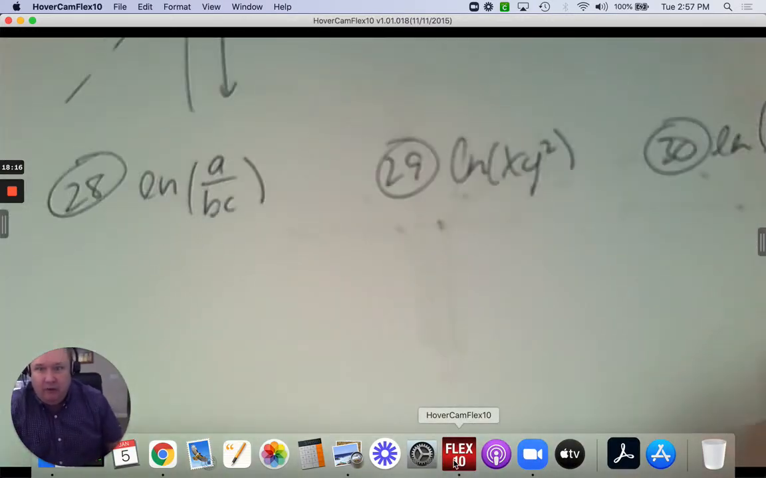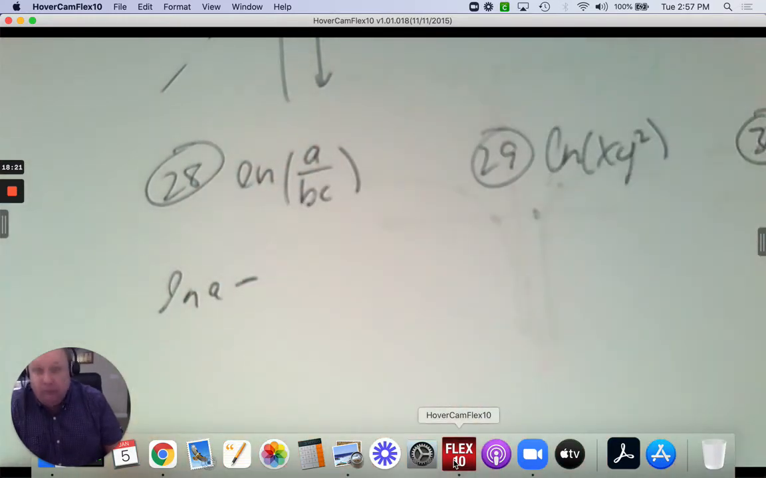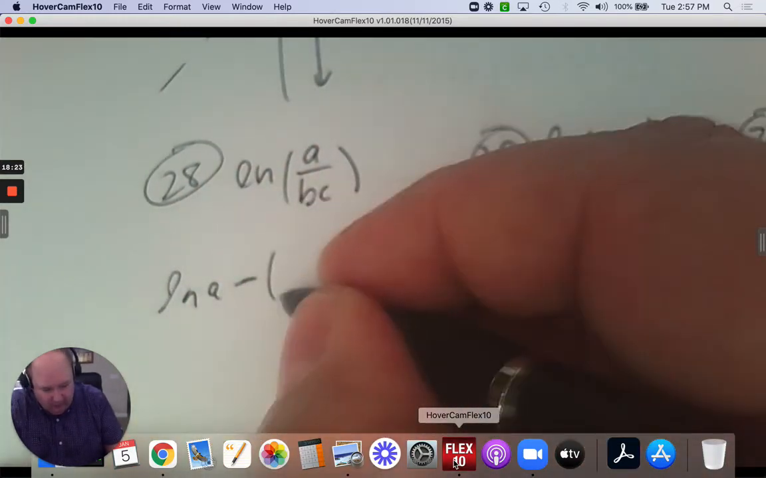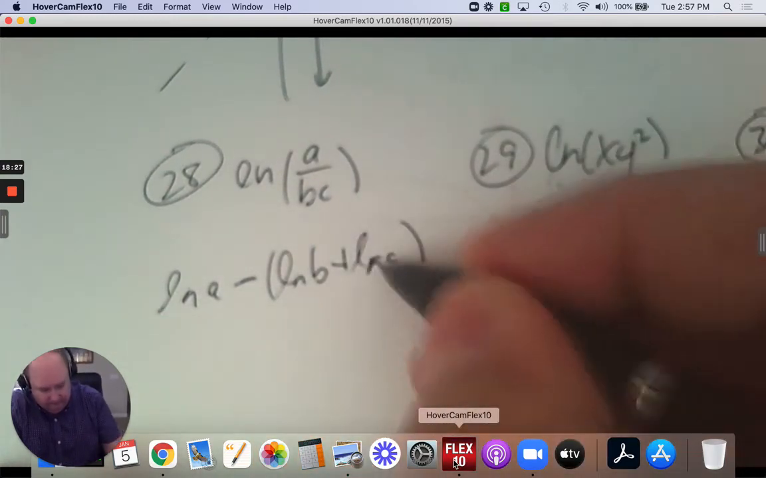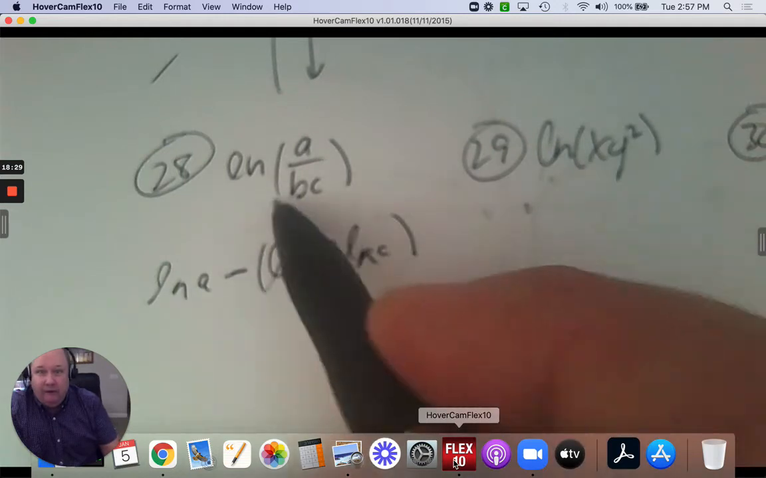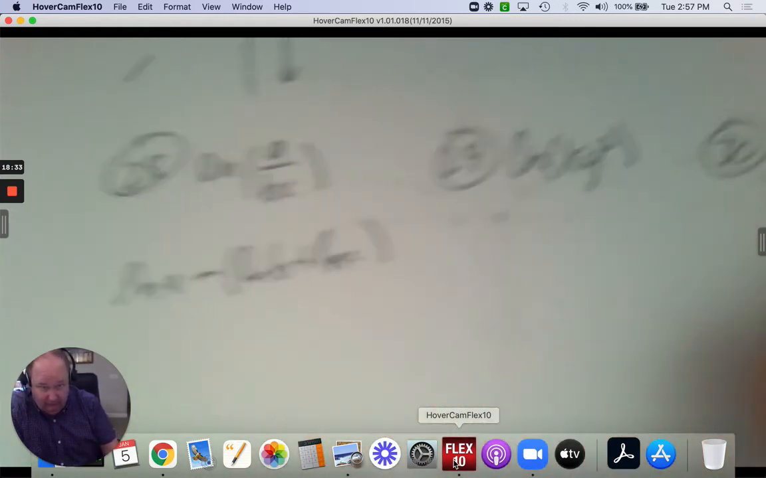So do you know your properties of logarithm? So this is the quotient. So quotient means you subtract. Then I'm going to use parentheses. And then there's a product in the denominator. So that's using properties of logarithms. So it's ln a subtract ln b plus ln c.